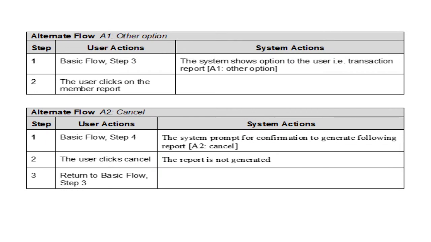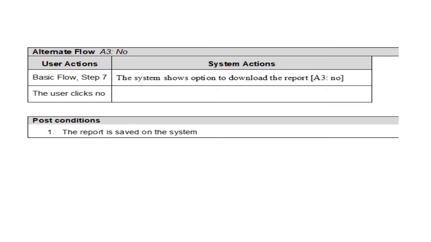So for the alternate flow, the system will show the options, which are the transaction report or the member report. So if the user clicks on the member report, it will generate the members report. And the second alternate flow, the user is prompted for confirmation. If the user clicks on cancel, the report will not be generated. The last alternate flow is when the system shows the option to download the report. If the user clicks no, then the report will not be downloaded. And the post condition is the report will be saved on the system.